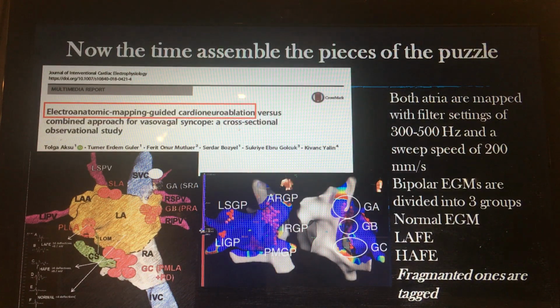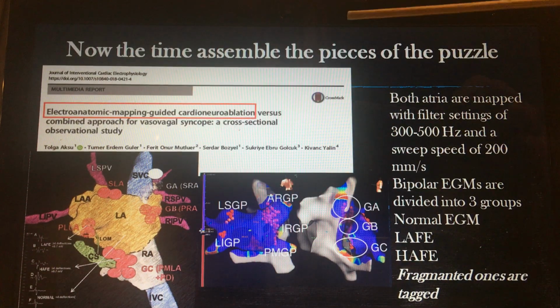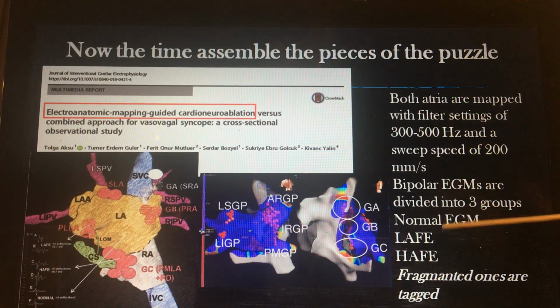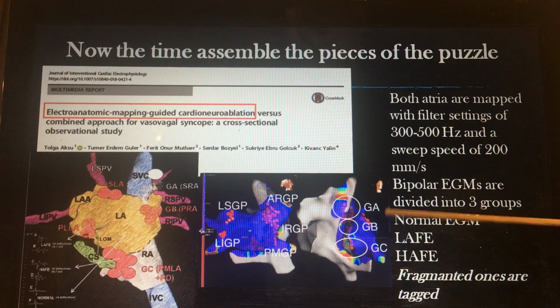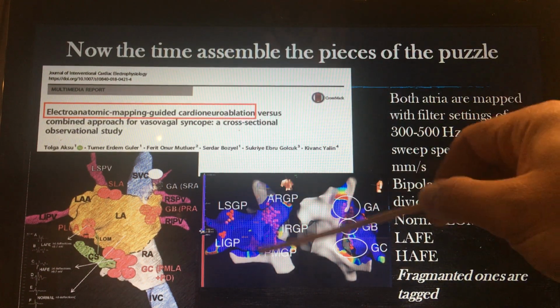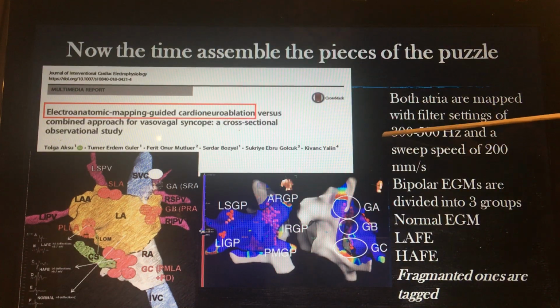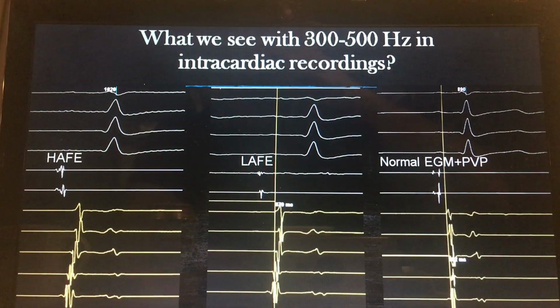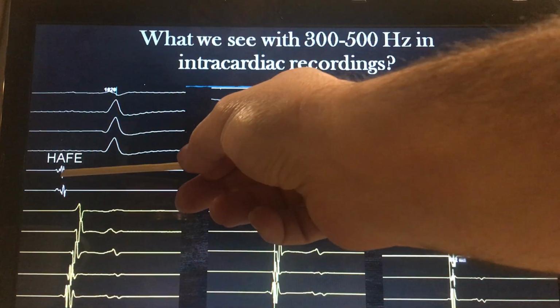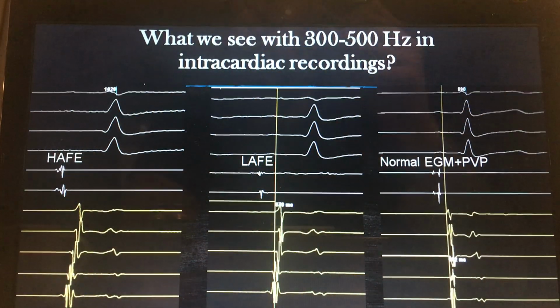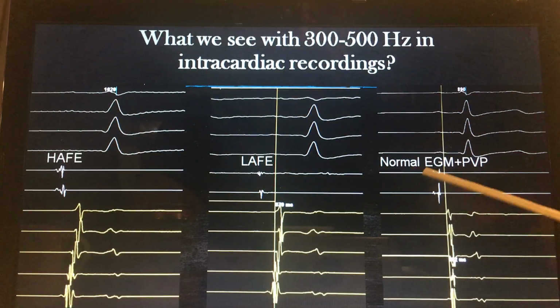So in our current approach, we try to define fragmented electrograms, both low amplitude and high amplitude, at those classically known GP sites by using these filter settings. You can see some examples of electrograms: high amplitude fragmented electrograms, low amplitude fragmented electrograms, and normal atrial electrograms.